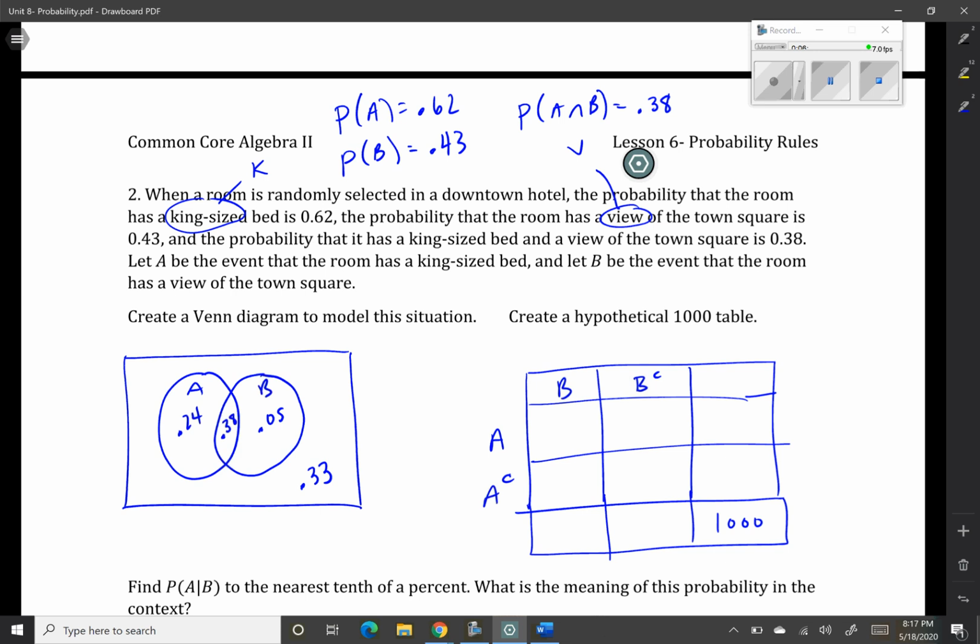The probability I want to start with is A and B, so this first cell. 38% of 1,000 is 380. It tells us the amount of king beds is 0.62, so there's 620 king beds in this hypothetical 1,000 situation. So if I do some quick subtraction, 620 minus 380 is going to be 240, so we now know that there are 240 that go in that box. That's this percentage here in your Venn diagram.